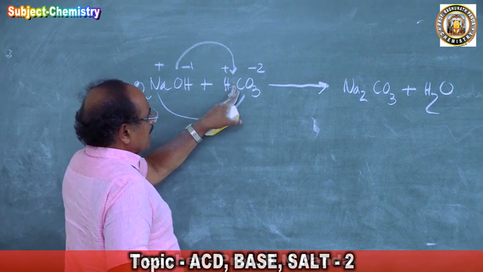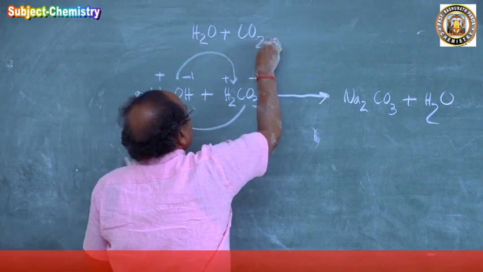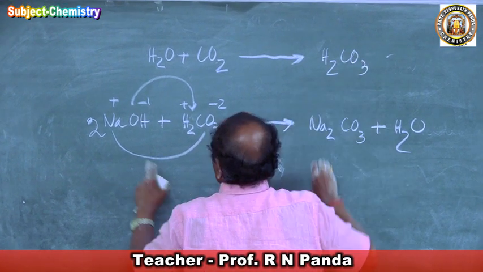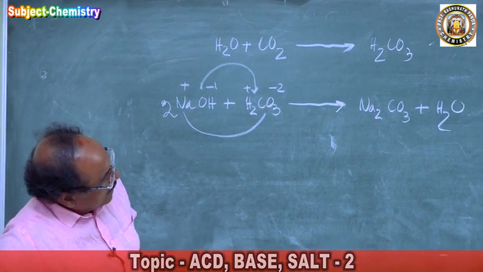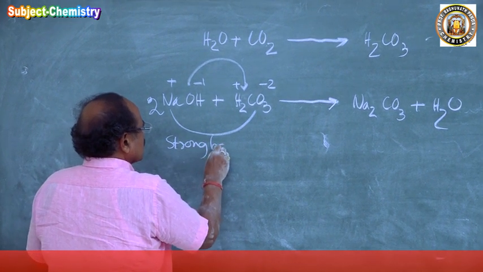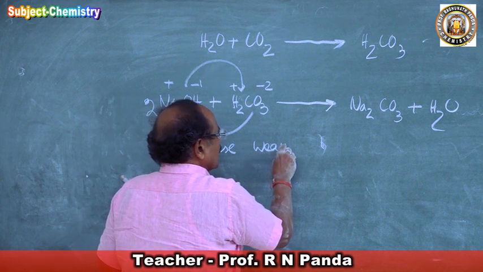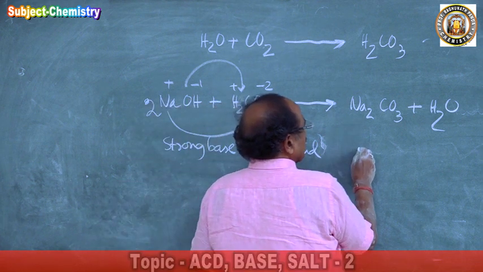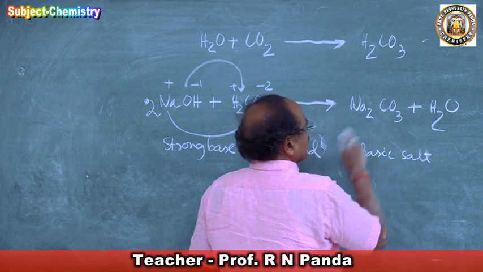So how do we get carbonic acid? We take water. When we treat this with carbon dioxide, this will form carbonic acid, and this carbonic acid will react with sodium hydroxide to form sodium carbonate. Now what is sodium hydroxide? A strong base. What is carbonic acid? A weak acid. So here this will be a basic salt. Sodium carbonate is a basic salt.